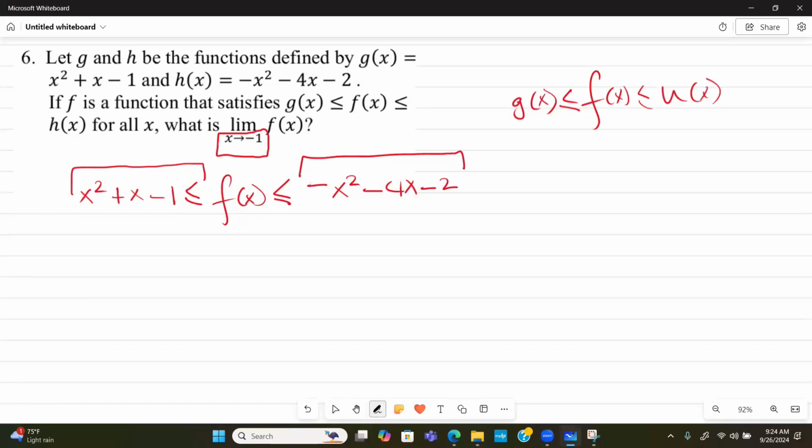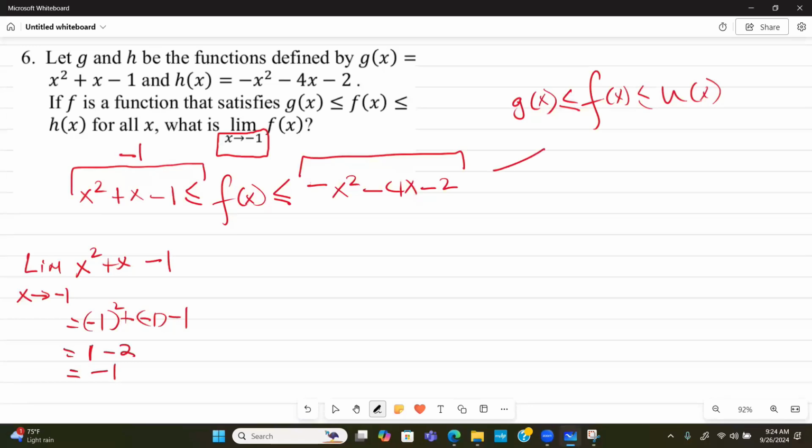So firstly, I'm looking at the limit of X squared plus X minus 1 as X tends towards -1. So in doing so, what we have here is -1 squared plus -1 minus 1. Whenever you square anything, it is positive. So we have +1, and this becomes -2. So we have a -1 here. So this led me to get -1 finally. I'm going to evaluate here.